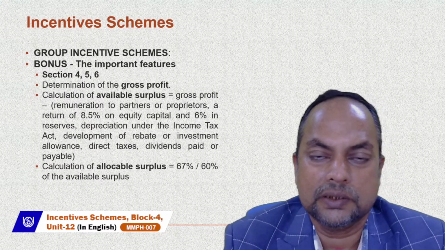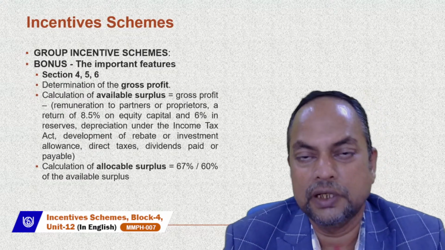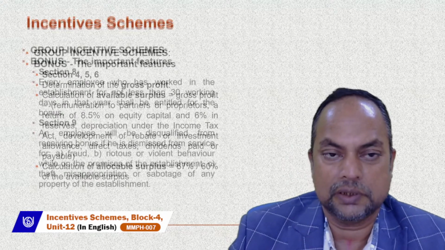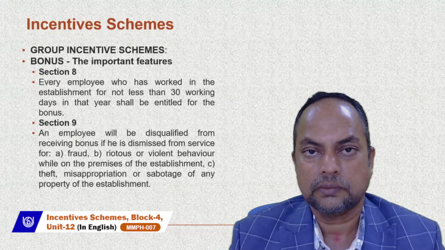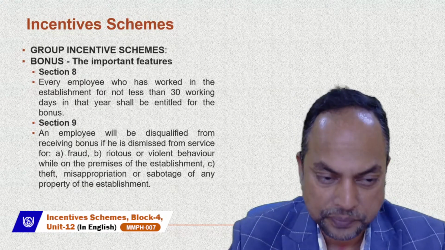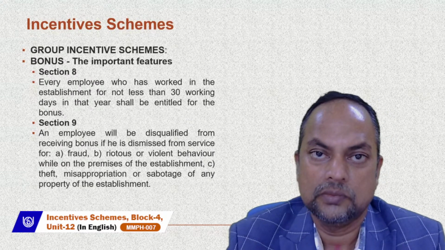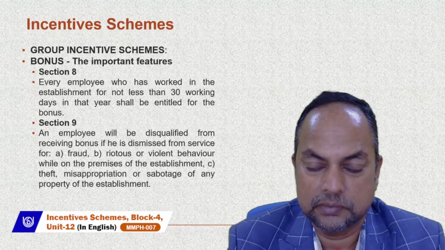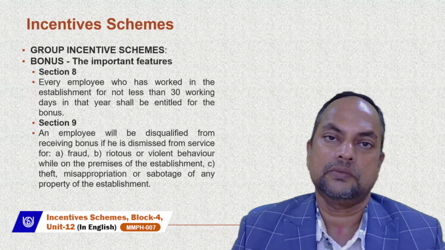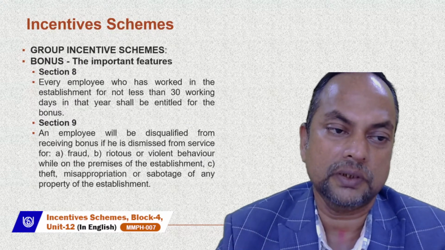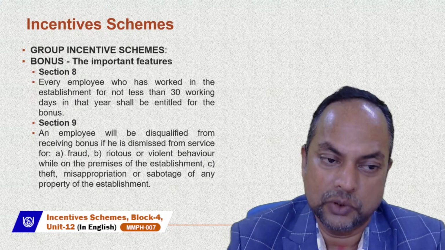Right? So three things you need to remember over here: calculation of gross profit, calculation of available surplus, calculation of allocable surplus. Right? After deducting it from the gross profit, then taking either 67% or 60% of the available surplus will be given as the allocable surplus. Allocable surplus is what that should be distributed among the workers as bonuses.